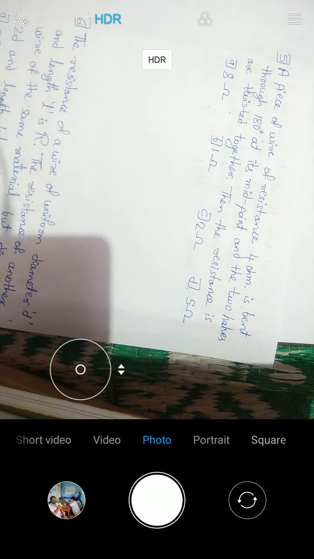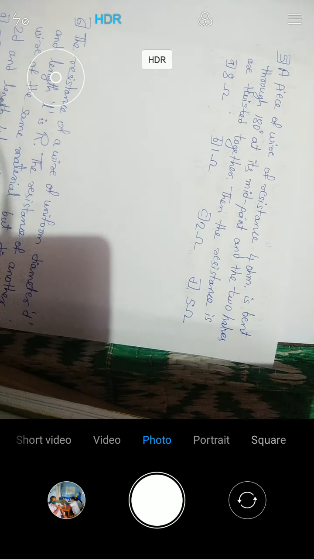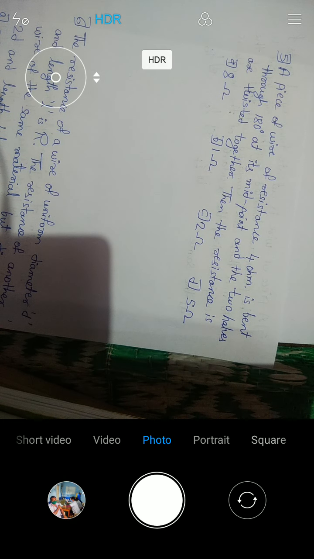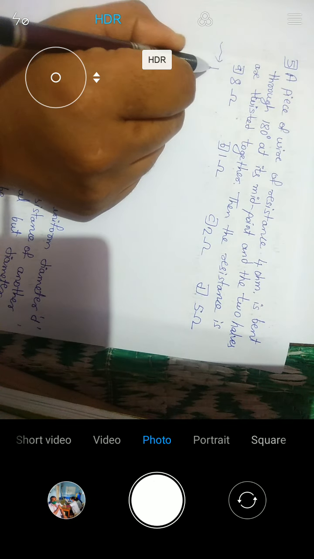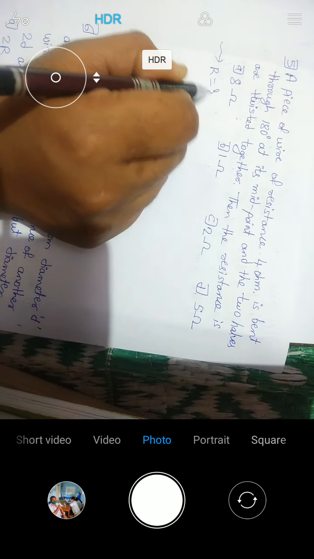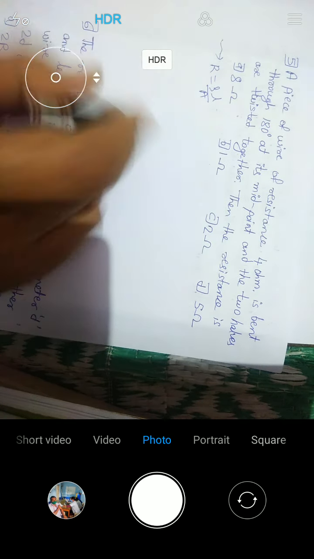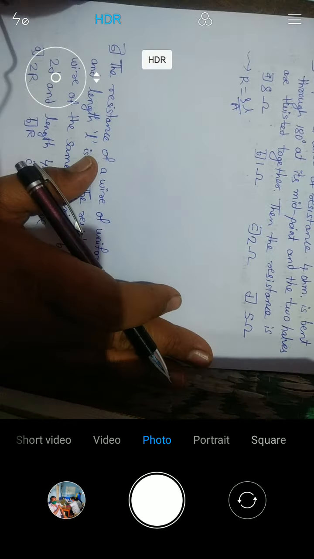A piece of wire of resistance 4 ohm is bent through 180 degree at its midpoint and the two halves are twisted together. Then how much the resistance is, we will find. So we'll see the relation, that is R is equal to rho L by A.